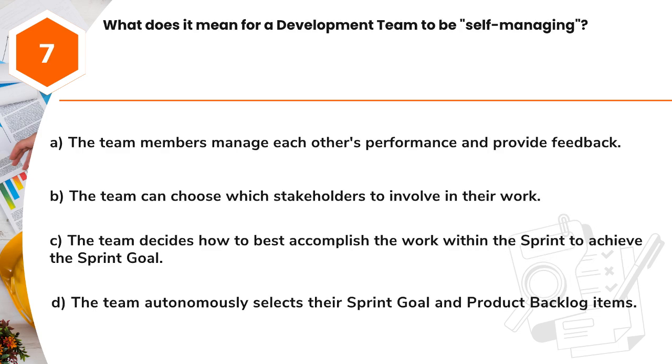Question 7. What does it mean for a development team to be self-managing? A. The team members manage each other's performance and provide feedback. B. The team can choose which stakeholders to involve in their work. C. The team decides how to best accomplish the work within the sprint to achieve the sprint goal. D. The team autonomously selects their sprint goal and product backlog items.